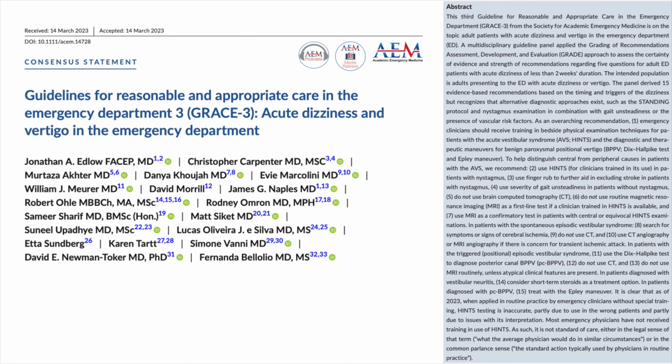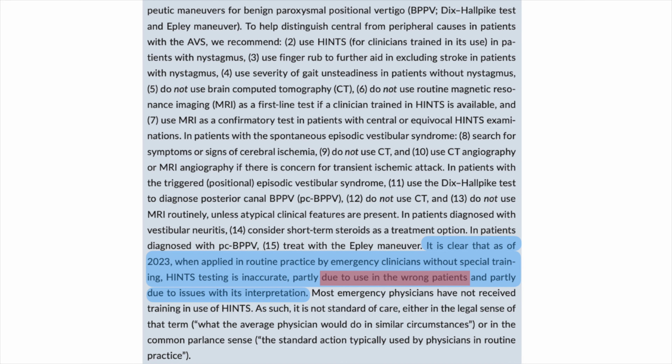This fact didn't escape the Grace 3 authors who, in the abstract, noted that we are applying HINTS in the wrong patients. And to quote, "It is clear that in 2023, when applied in routine practice by emergency clinicians without special training, HINTS testing is inaccurate, partly due to use in the wrong patients and partly due to issues with its interpretation." Too bad the 15 recommendations in Grace 3 never stated who are the wrong patients to use the HINTS exam on.